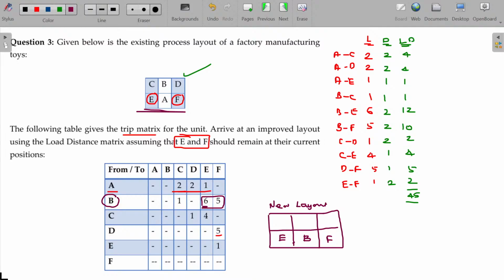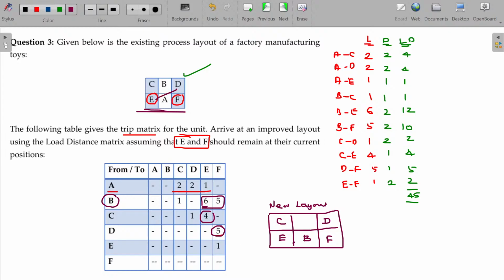Okay, B should be closer to E and F. Thereafter, D is having the huge load, the flow load between D and F. So you can place the D here, or the existing D is correct, you need not change. Another one is C should be closer to E. So I can put the C also here. This is also as per the existing one.